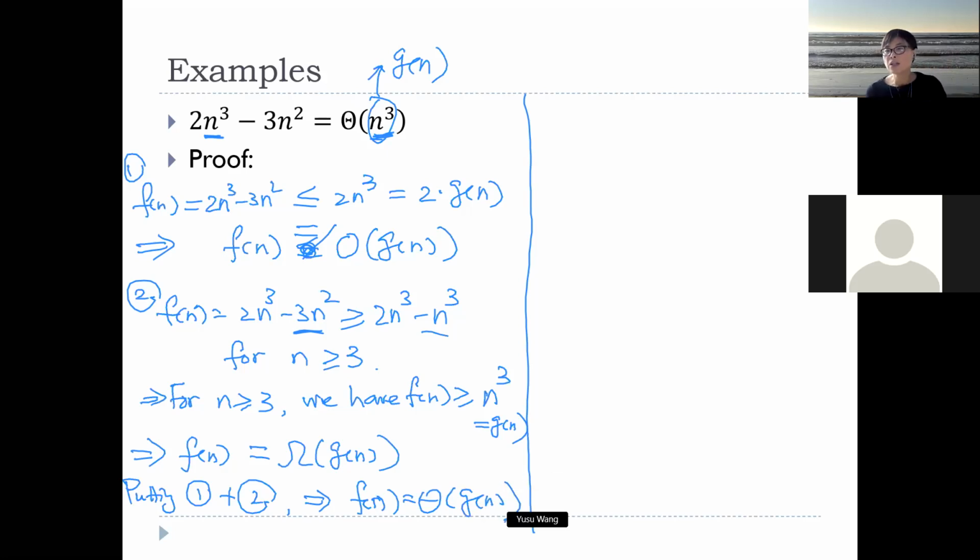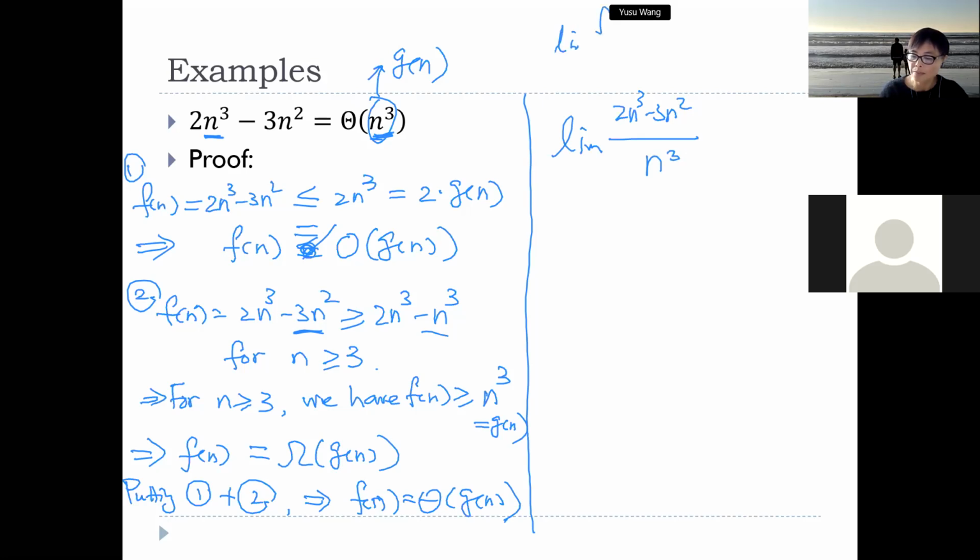In other words, if I ask you to prove that one function is in the big theta of the other function, you basically need to prove two sides. Namely, it's both bounded from above by the other function and also bounded from below. But of course, you can also use this limit trick that we just talked about. In fact, it's probably easier for many of the problems. So you can take the limit of 2n cubed minus 3n squared divided by n cubed. This is simply the limit of f of n over g of n.